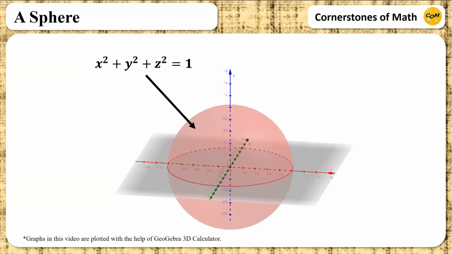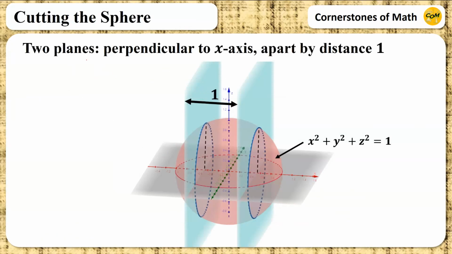Let me explain today's problem. First, consider a sphere x squared plus y squared plus z squared equals 1 in 3D coordinate space. Then consider cutting this unit sphere by two planes that are perpendicular to the x-axis and apart from each other by distance 1. So this interplanar distance is 1.